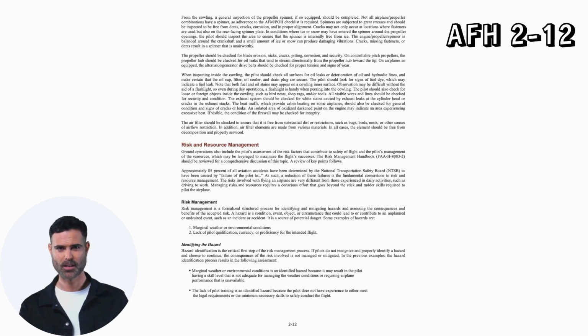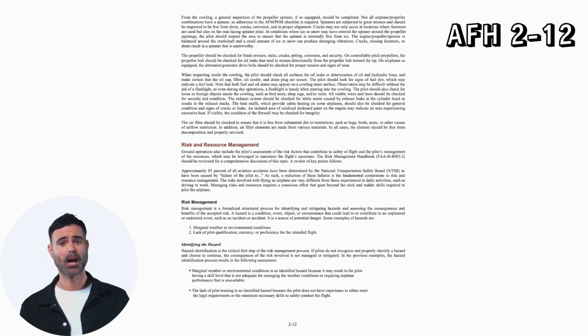From the cowling, a general inspection of the propeller spinner, if so equipped, should be completed. Not all airplane propeller combinations have a spinner, so adherence to the AFM-POH checklist is required. Spinners are subjected to great stresses and should be inspected to be free from dents, cracks, corrosion, and improper alignment. Cracks may not only occur at locations where fasteners are used, but also on the rear-facing spinner plate.